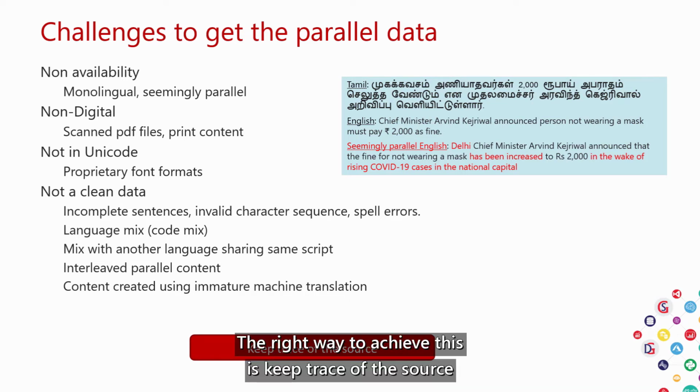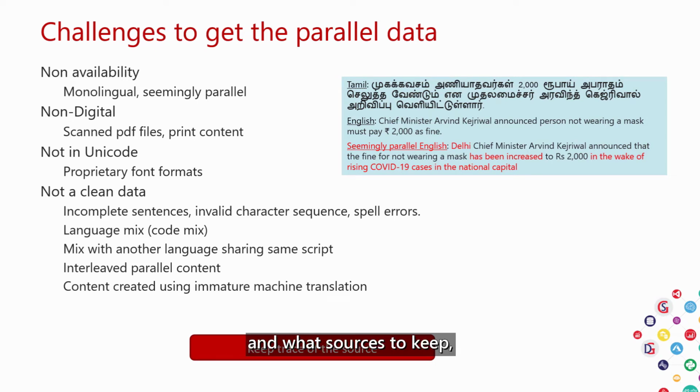The right way to achieve this is to keep track of the source so that you know what sources to drop and what sources to keep, where to go again, and also to look for similar sources and explore and get more parallel content. So keep in mind, always keep track of the source at each sentence level. That's what we do.